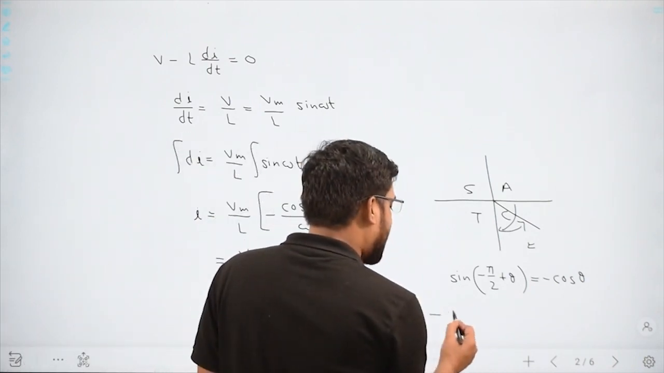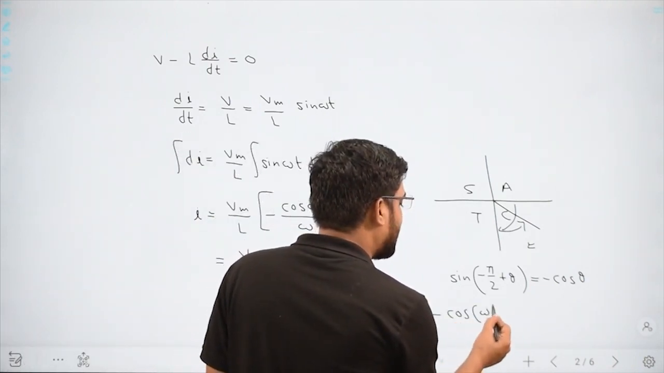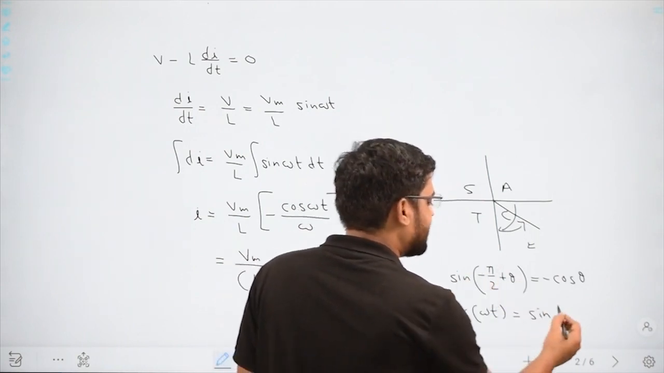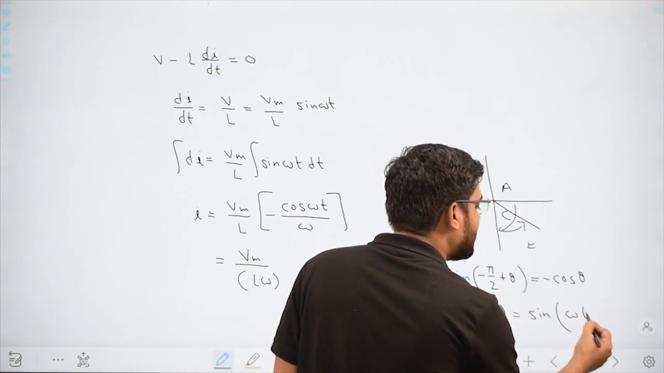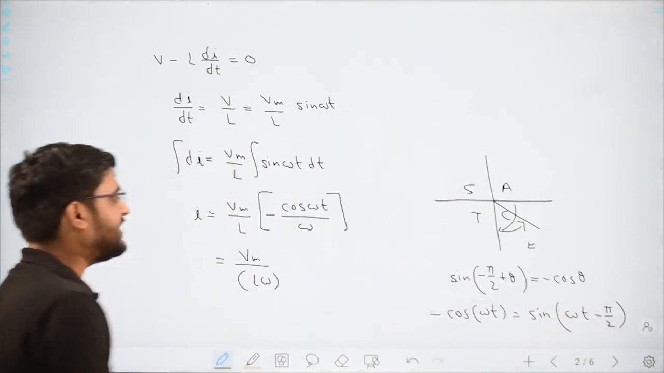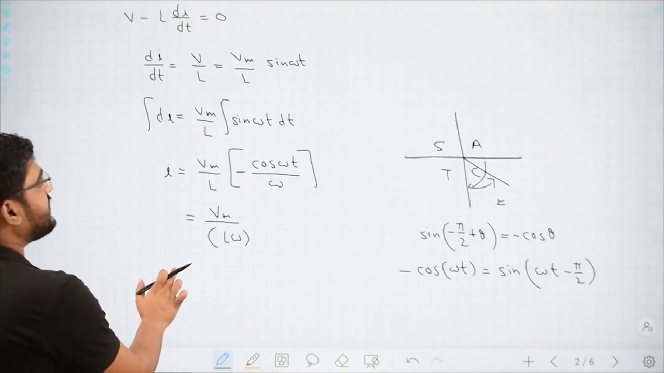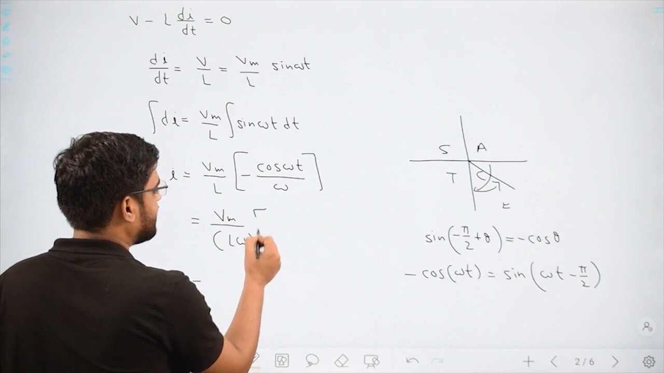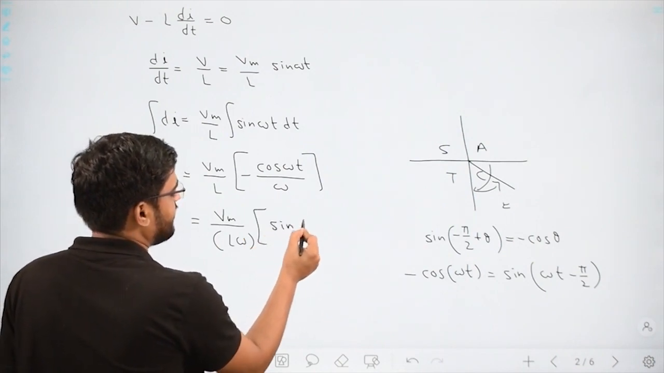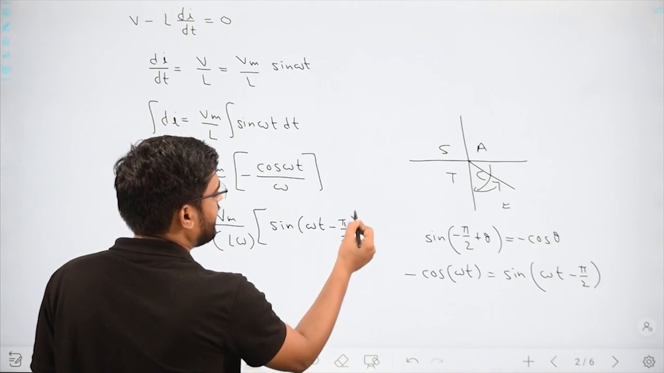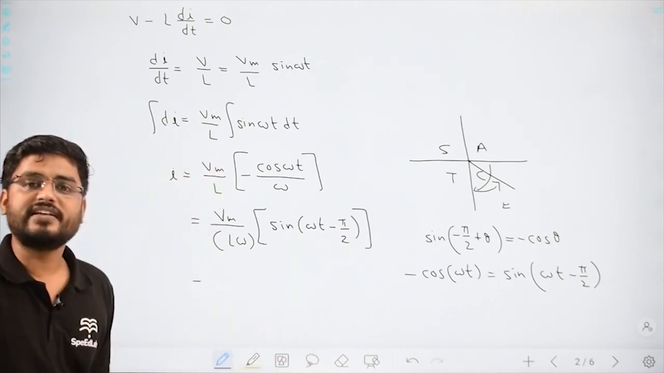So I'm writing minus cos theta, which is nothing but sine of theta minus pi by 2, where theta is omega t. So theta is my omega t minus pi by 2, and this is the value I am replacing here. So here what do I get? This thing is sine omega t minus pi by 2. That's the expression for the current.